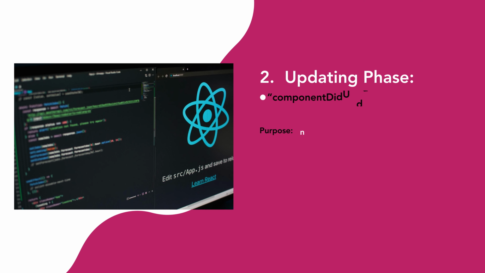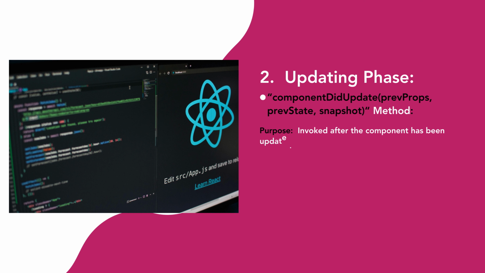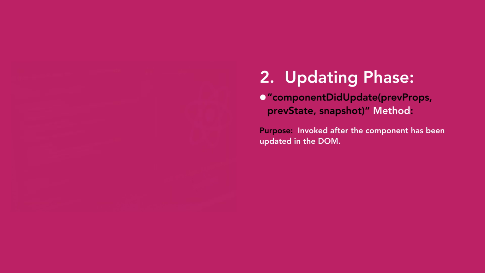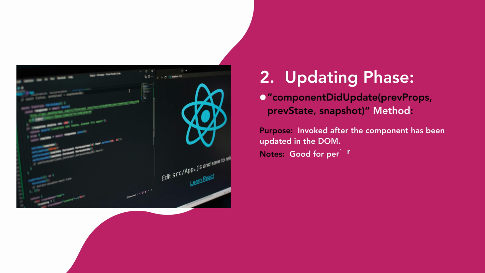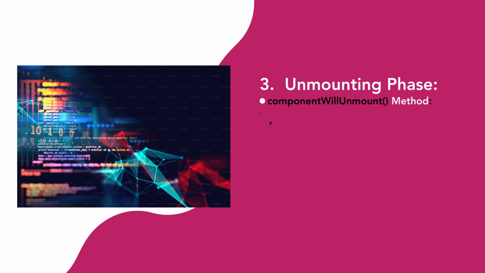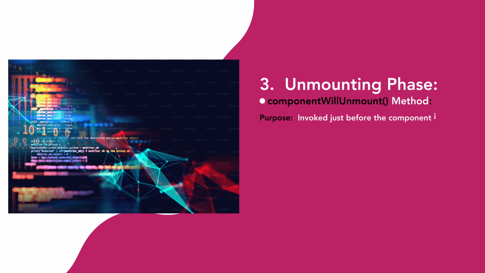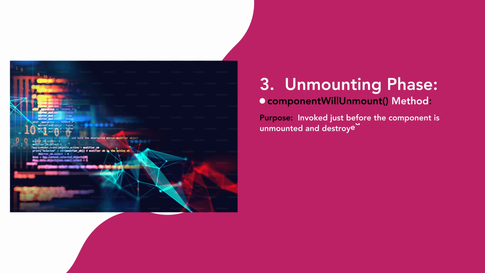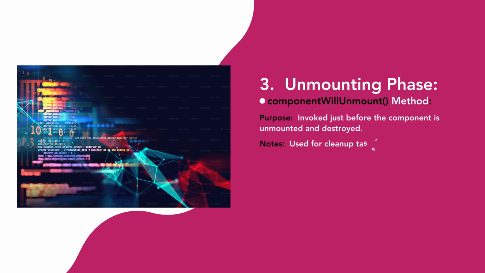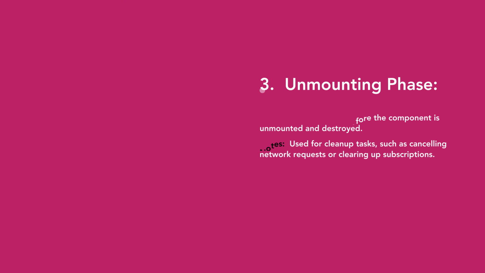componentDidUpdate(prevProps, prevState, snapshot) method. Purpose: invoked after the component has been updated in the DOM. Notes: good for performing side effects after an update. Unmounting phase. componentWillUnmount method. Purpose: invoked just before the component is unmounted and destroyed. Notes: used for cleanup tasks such as canceling network requests or clearing up subscriptions.